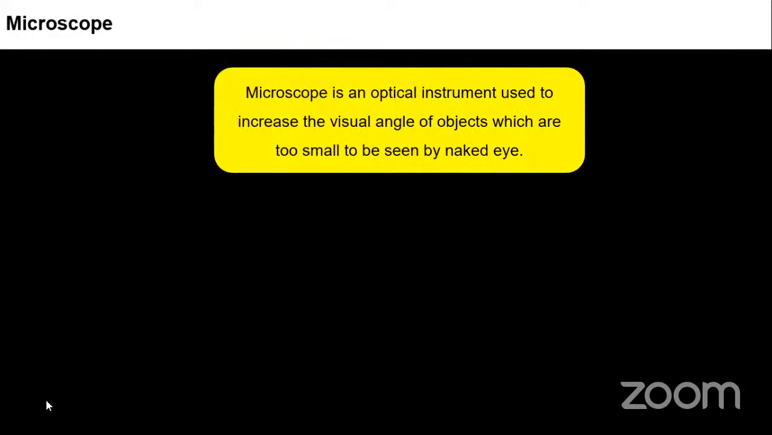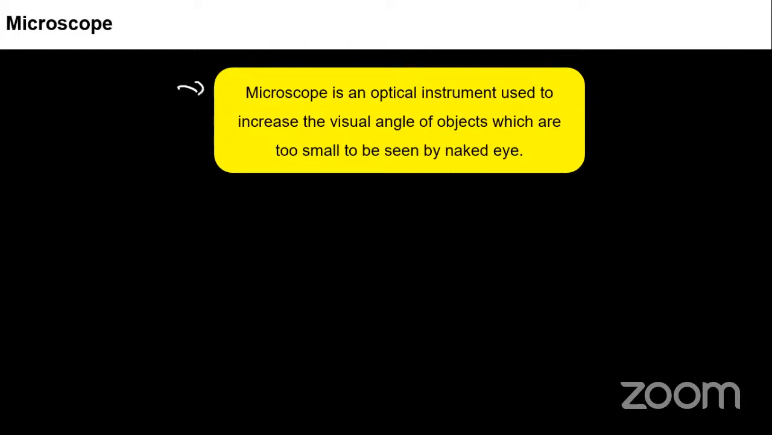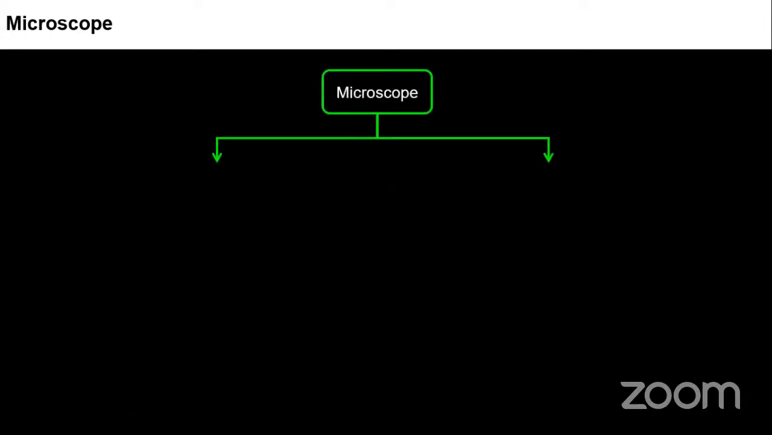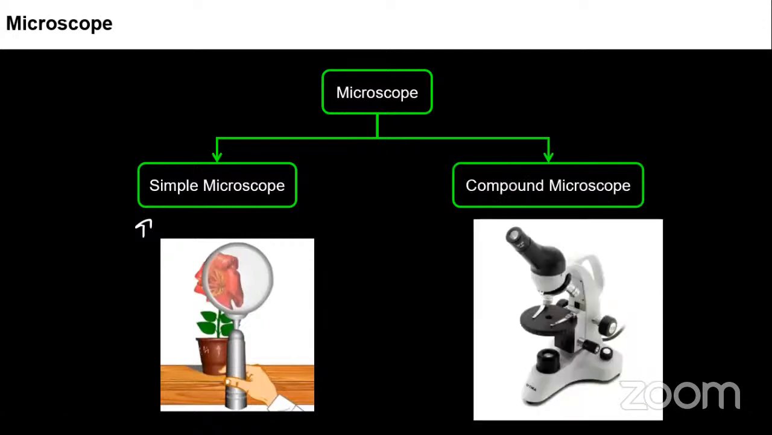See, what is this microscope? A microscope is an optical instrument used to increase the visual angle of objects which are too small to be seen by the naked eyes. Okay, so let us proceed next. See, this is microscope. There are two types of microscope we are having. Simple microscope and next is the compound microscope.